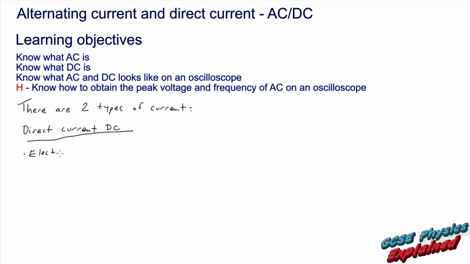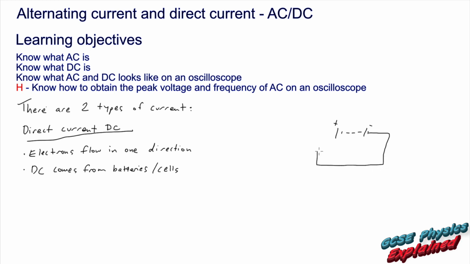So basically, electrons flow in one direction. Right, well, if you're thinking, what does that mean? I'll show you. Well, for starters, the second thing is that DC comes from a battery or a cell. So I've got the positive side of the battery here and the negative side of the battery there. Electrons are negative, so technically they come out of the negative side of the battery or cell.